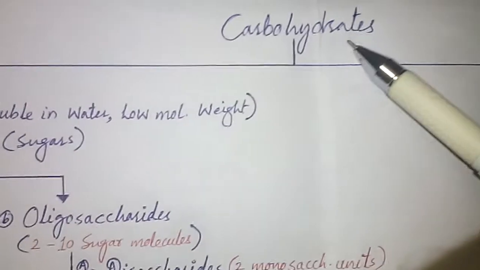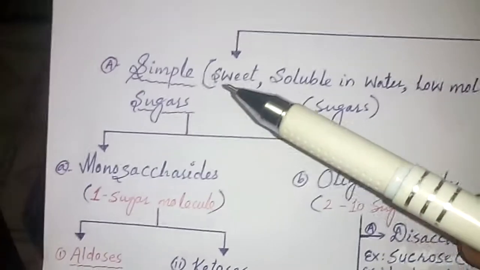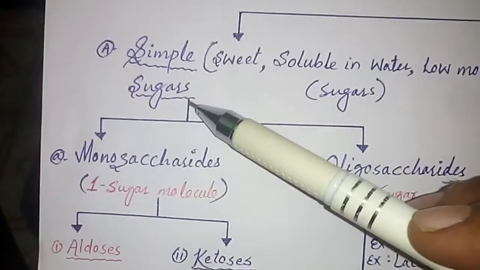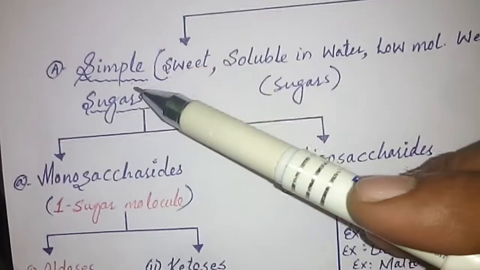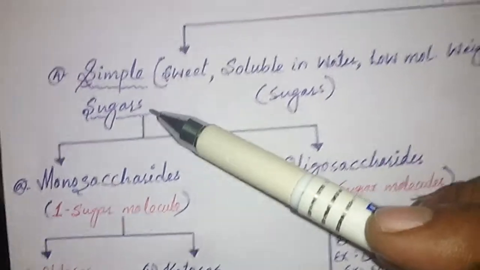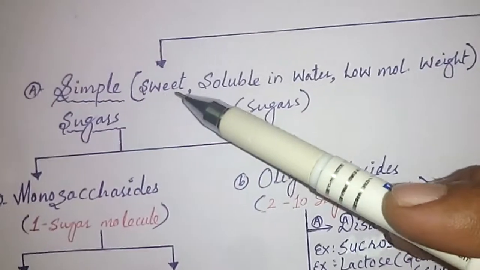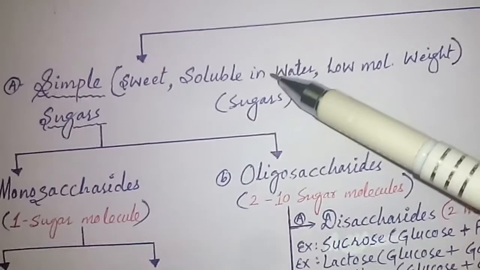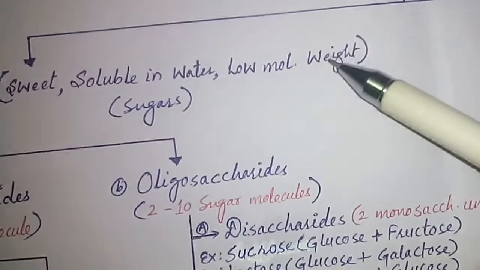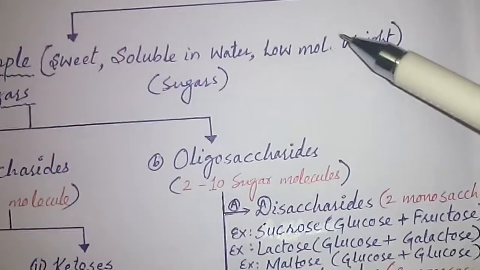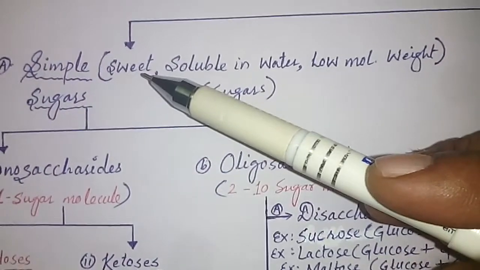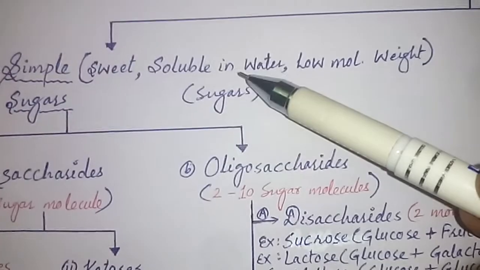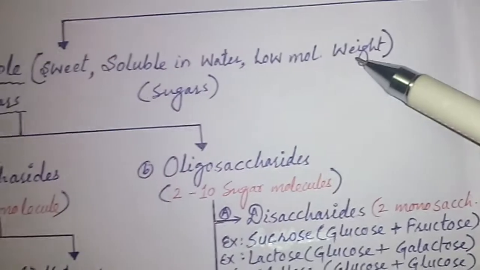So these carbohydrates are mainly divided into two types, simple sugar and the second type is complex sugar. Let's see the detailed account of the simple sugar first. Simple sugars are those type of carbohydrates which are sweet to taste, soluble in water, and have low molecular weight. These are the three main features of the simple sugar: sweet to taste, soluble in water, and low molecular weight.